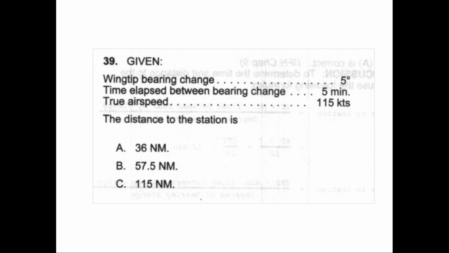So for this question, you're told that you have a wingtip bearing change of 5 degrees, and you're told that the time to achieve that bearing change was 5 minutes at an airspeed of 115 knots.